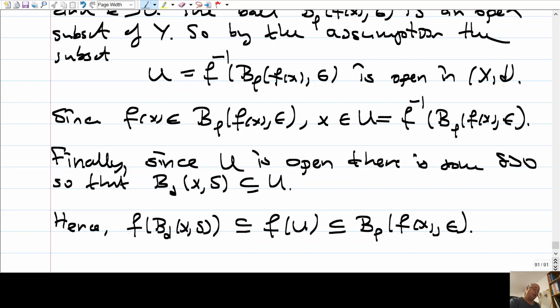Right? The image of U, the image of this, is contained here. They don't have to be equal, right? They don't have to be equal, but it certainly lies in this set. So let's see what we have done.